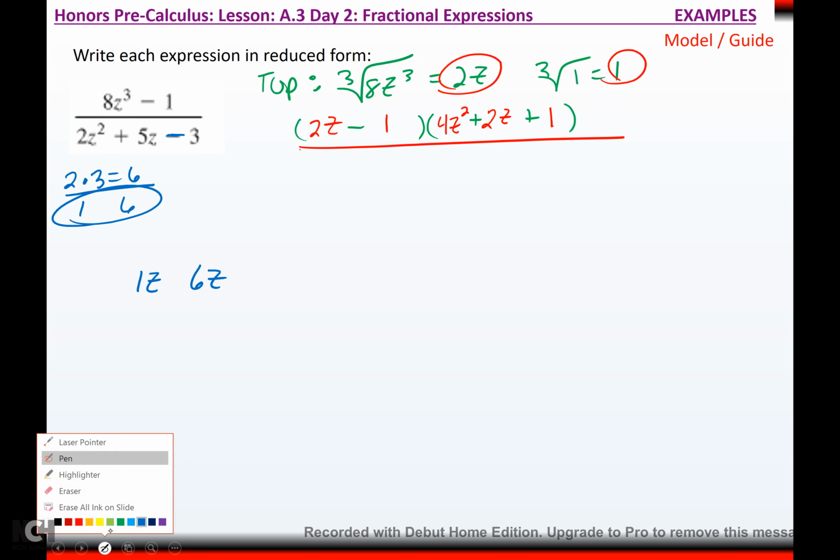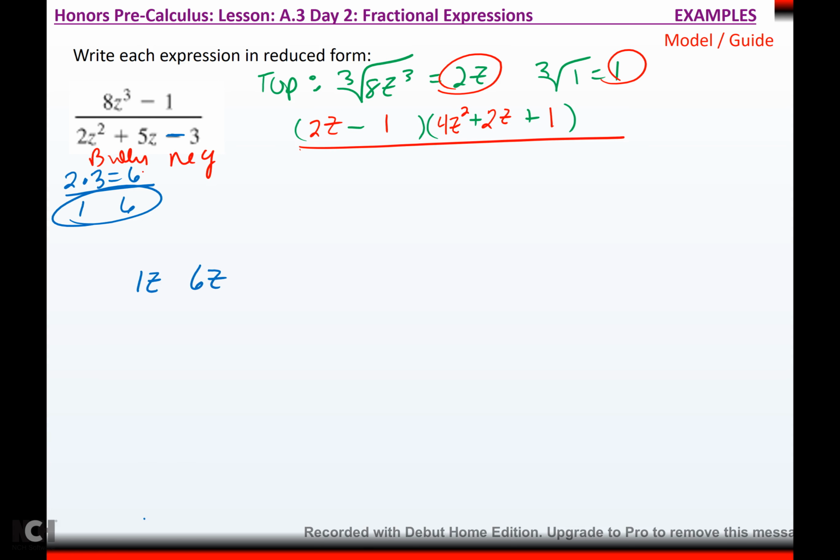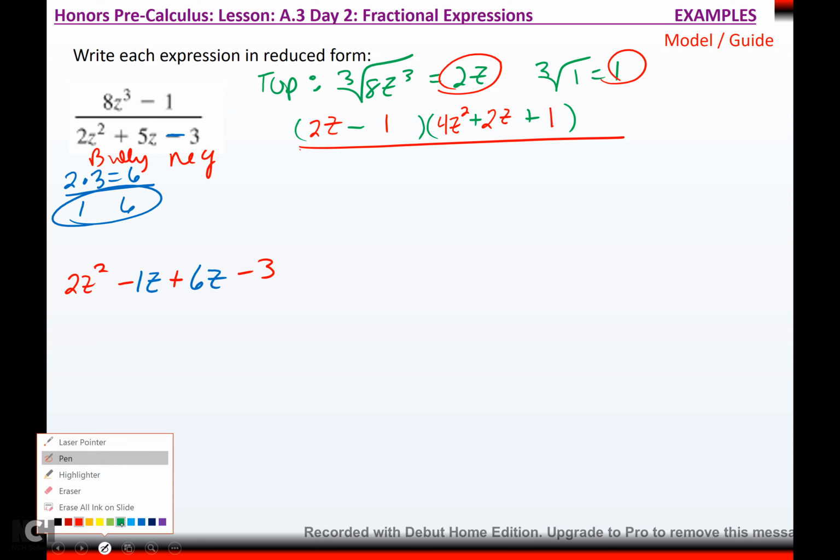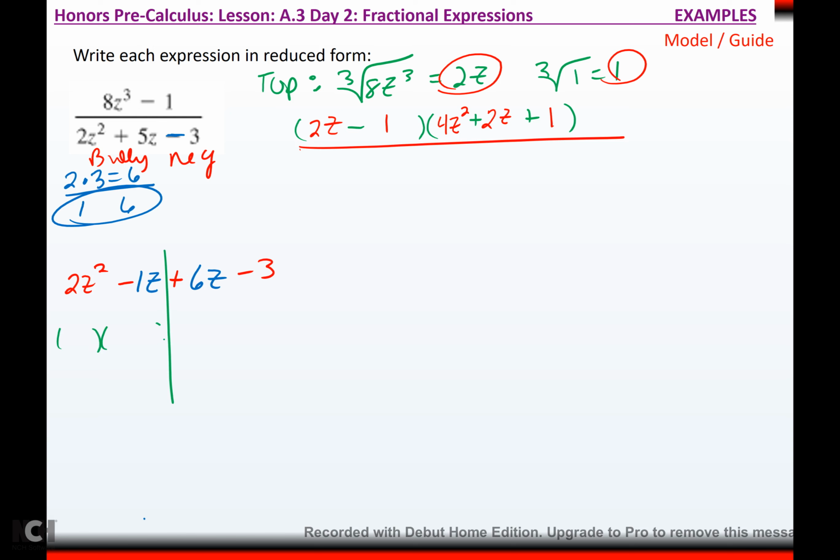Well, since C is negative, only the bully gets the middle. So 6 gets the positive and 1 gets the negative. And I bring everything else down. 2z squared minus 3. Now I'm at 2 by 2. GCF, GCF, GCF again. Woo!